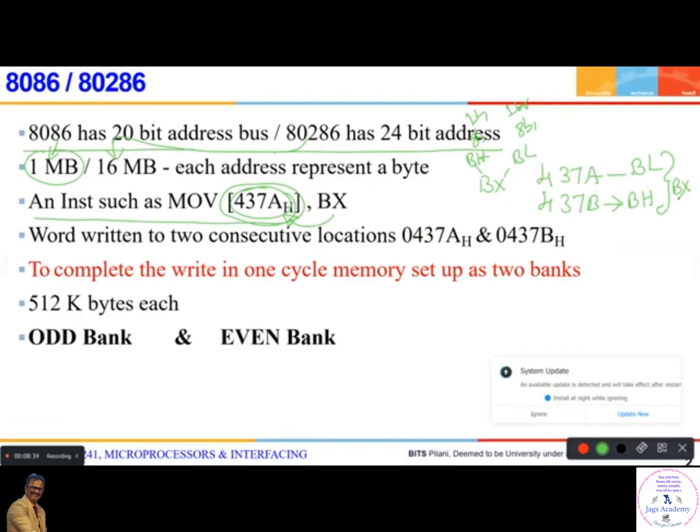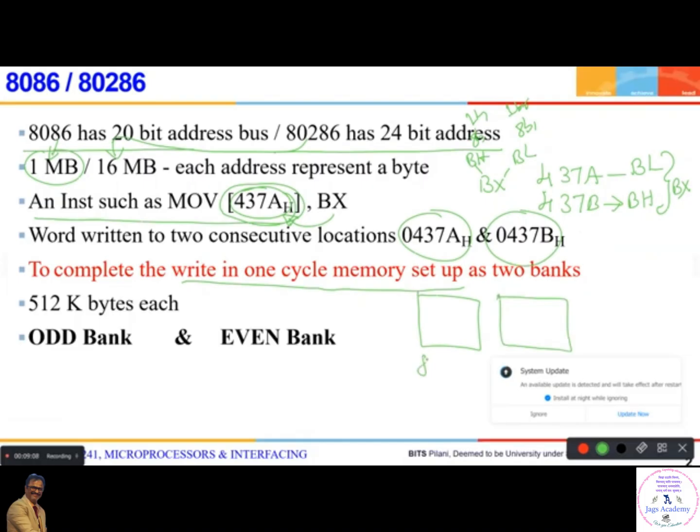See, to complete one write in one cycle, the memory has to be set up into 2 banks. Here, the entire memory will be divided into 2 banks. This particular memory address belongs to one bank. This particular memory belongs to another bank. So there will be 2 memory devices. Try to understand this. There will be 2 memory locations, 2 memory devices.